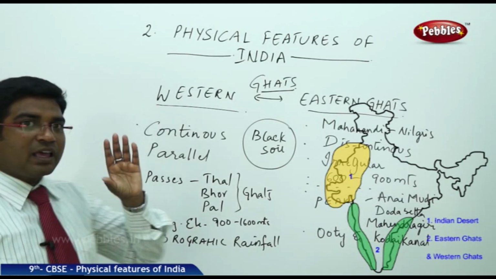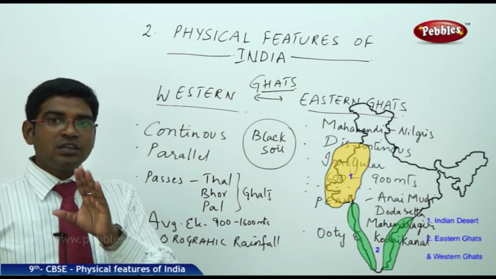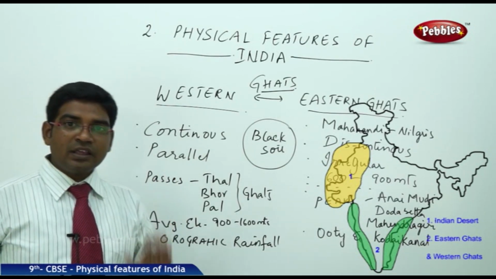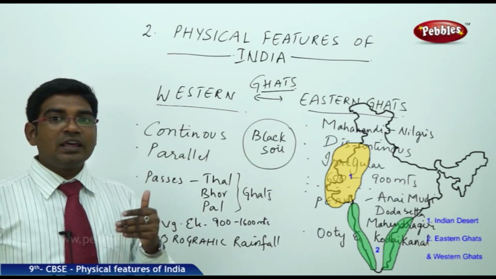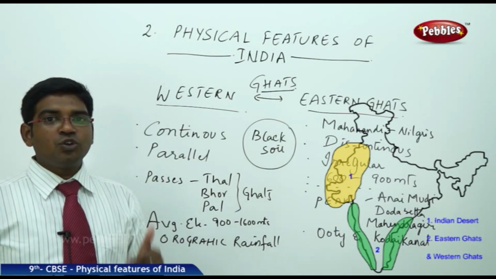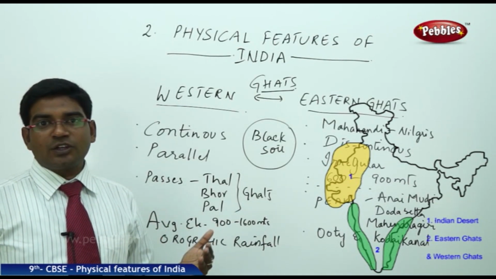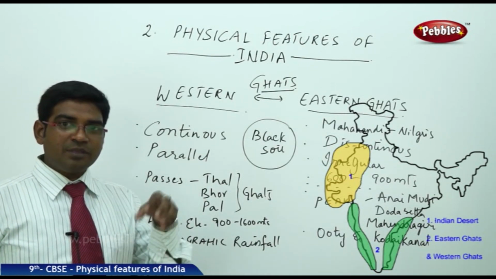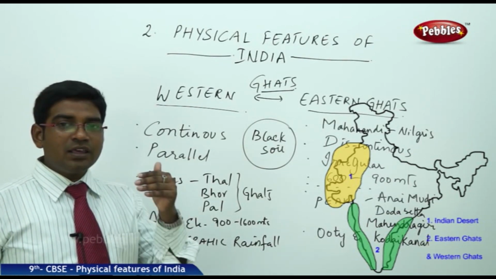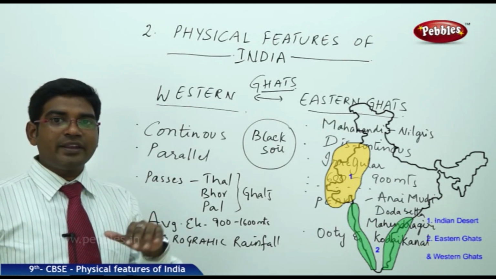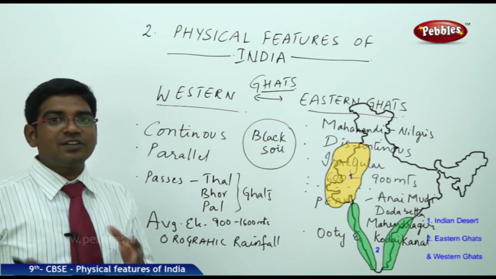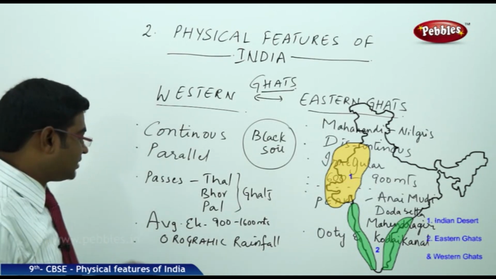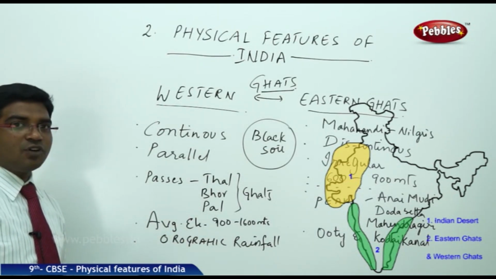So the Western Ghats run continuously and parallel to the western coast of India, and the average elevation of the hills or the land here is 900 to 1600 meters. So it is a bit elevated when compared to the Eastern Ghats. That is the reason why all the rivers in the Peninsular Plateau flow towards the eastern side, because the western side is already a little bit elevated, which makes the rivers flow towards the eastern side, which is slightly tilted. And then we have orographic rainfall occurring here.